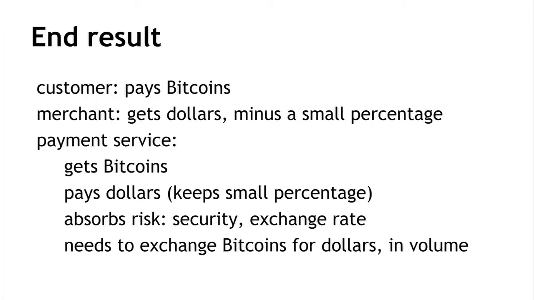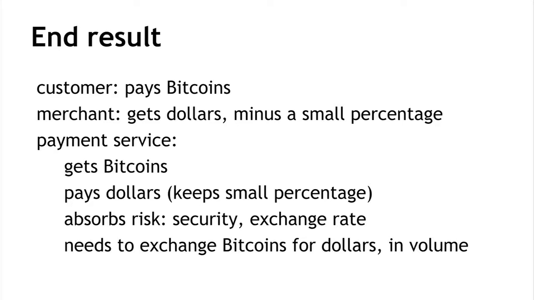Okay, so the end result of this whole process is the following: that the customer pays Bitcoins, some number of Bitcoins, that the merchant gets dollars. That's what the merchant wanted. They wanted to sell that item for a particular number of dollars, or whatever their local fiat currency is. The merchant gets the number of dollars they asked for, minus a small percentage. The payment service is going to take a small percentage as a fee, maybe a couple of percent.